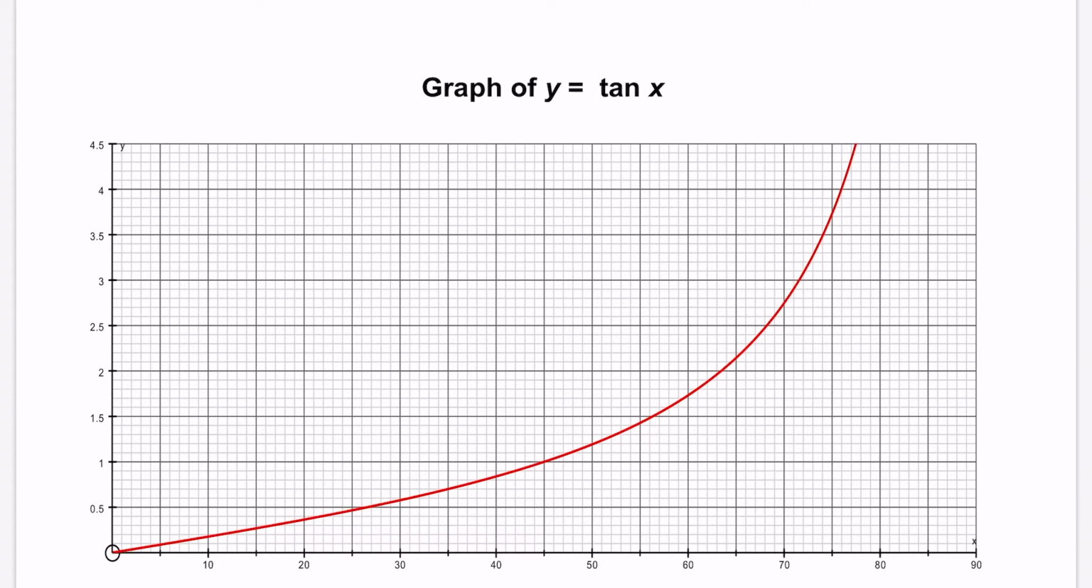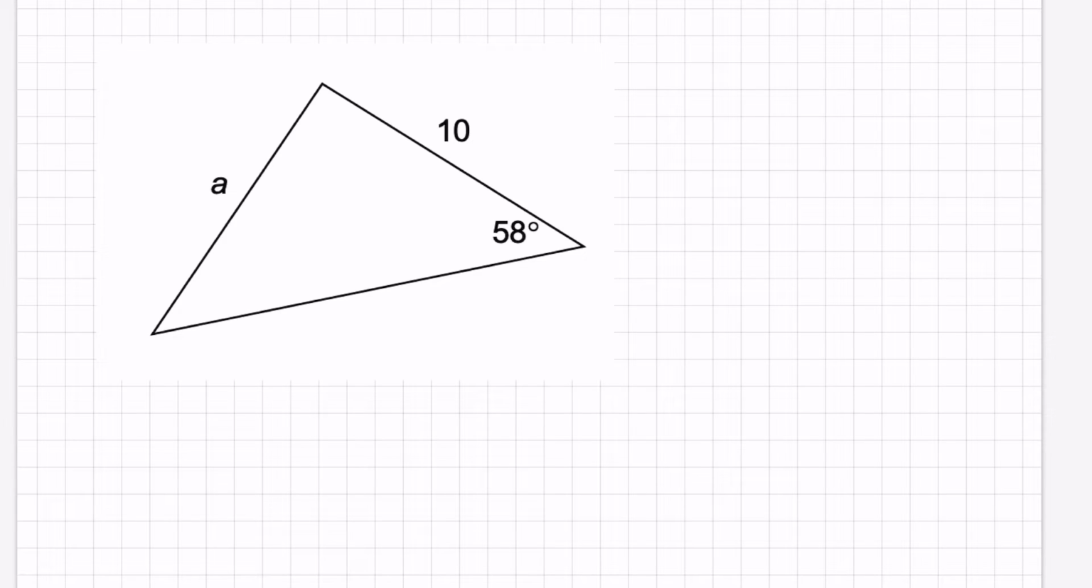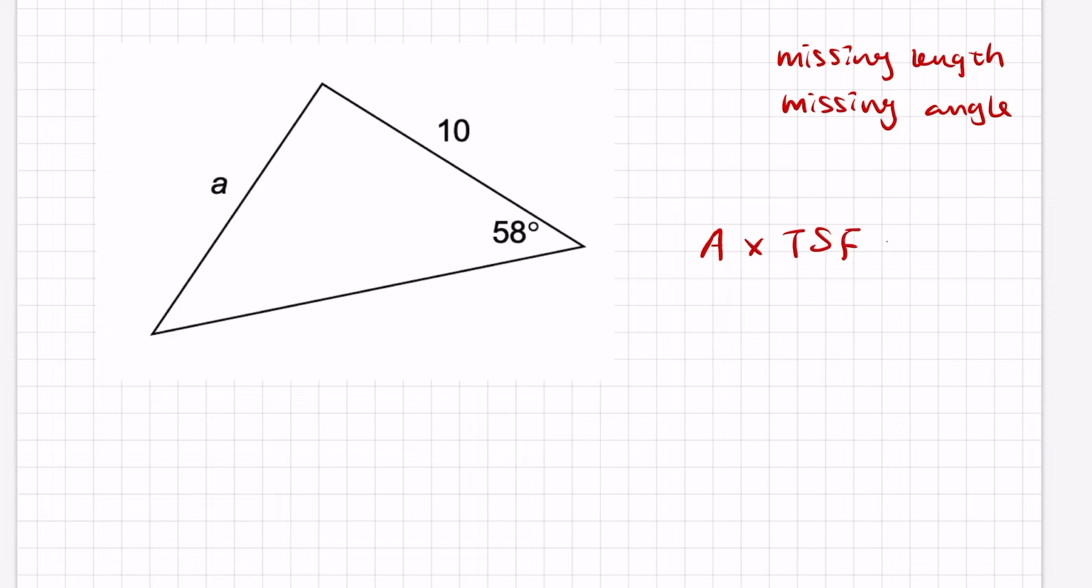In this topic, we investigated the relationship between the opposite side and the adjacent side within a right-angled triangle. We found that every angle has its fixed tangent scale factor. This is very useful as it helps us to find the missing angle or the missing lengths within a right-angled triangle. For this topic, you will need to be able to do two types of questions. One is to find the missing lengths, and the other one is to find the missing angle. The method is exactly the same. The key is that you remember the fact A times TSF equals O.